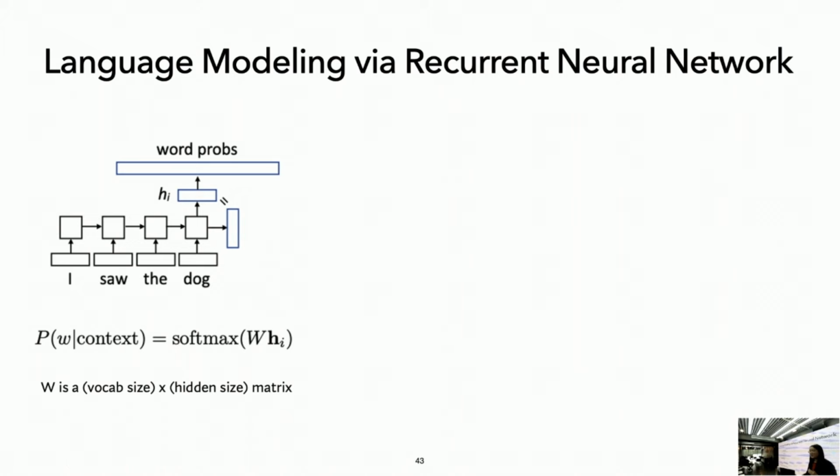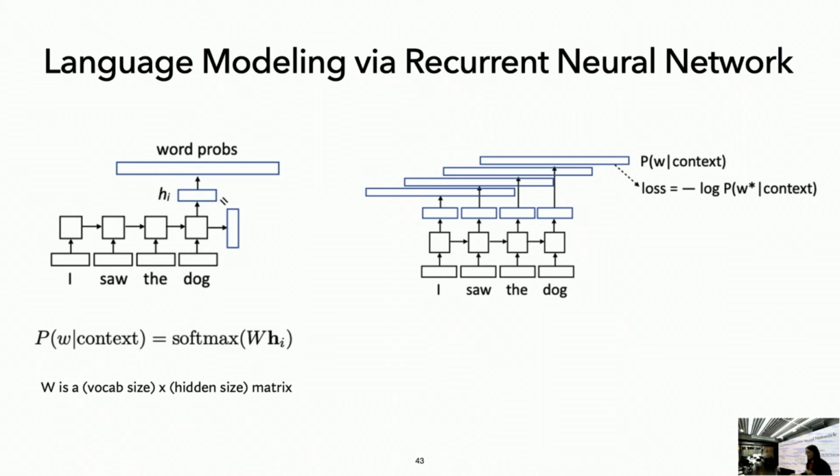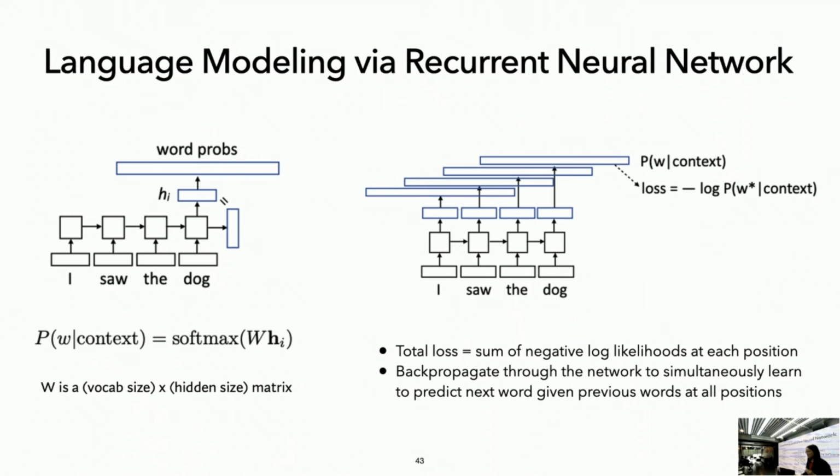We also write it as predicting the word W in the context. The implementation is that we utilize the softmax, which is the earlier logistic regression form we saw earlier, to predict this word. Then the loss function is the negative log likelihood of predicting the word W given the context here. You can sum all the negative log likelihoods at each position to serve as the total loss for this kind of modeling. The optimization process involves very standard backpropagation through the network to learn to predict the next word, given previous words at all positions. So this is the earlier version of language modeling through recurrent neural networks.